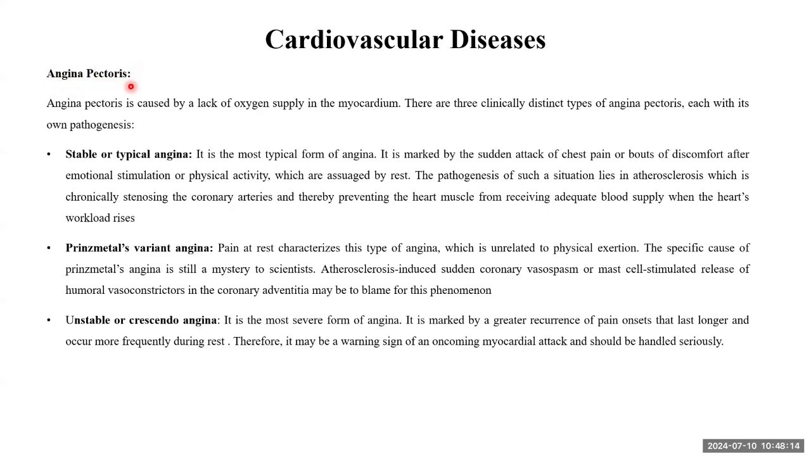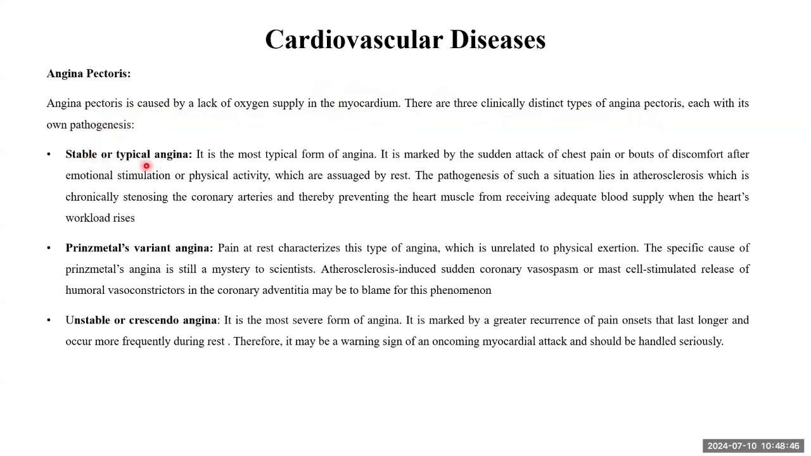So whenever there is an incidence of ischemia or reduced blood supply to the heart, or if there is an imminent heart attack, the person experiences angina pectoris, which means a very severe sharp pain in the chest on the left side mostly. It is caused by lack of oxygen supply in the myocardium. Myocardium is the middle layer of the heart, which contains muscles. There are three clinically distinct types of angina pectoris. We are not going into detail, but we will talk about the names.